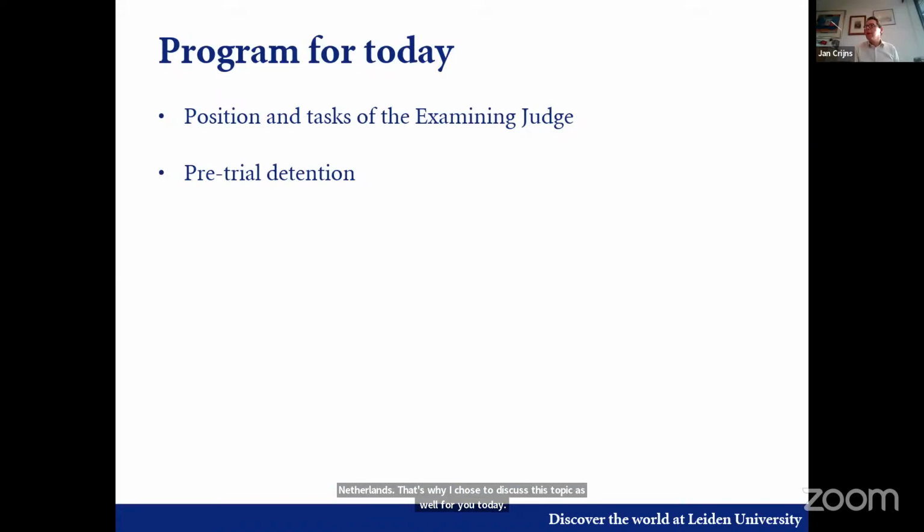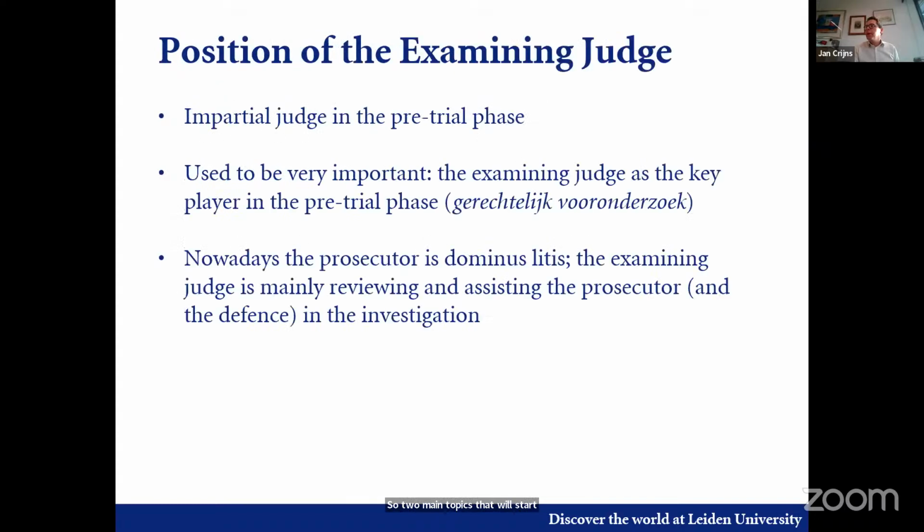So two main topics. I will start with the position and tasks of the examining judge. We call him the rechtercommissaris, as I showed you in the first lecture. The position of the rechtercommissaris, of the examining judge, was very important in Dutch criminal procedure. In 1926, we started with the current Code of Criminal Procedure. There was a really important task for the examining judge in the pre-trial phase.